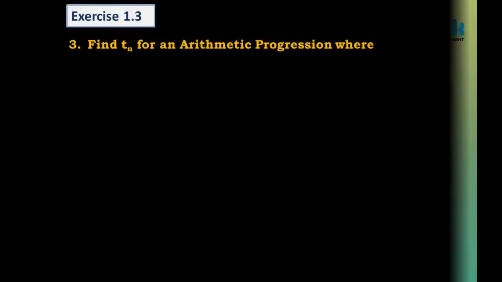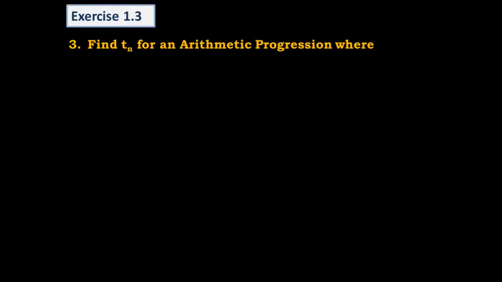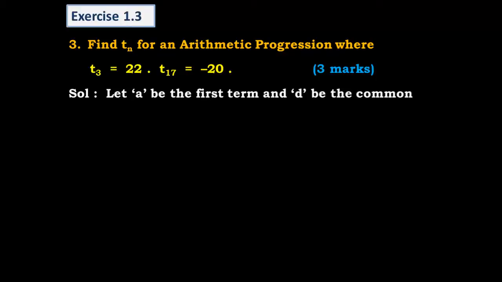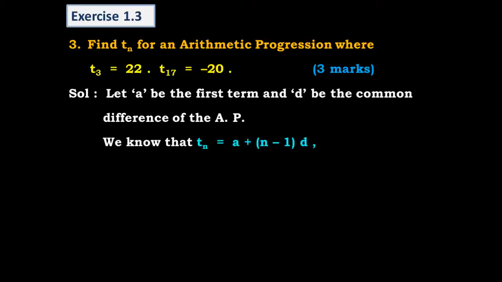Find the nth term Tn for an arithmetic progression where T3 is equal to 22 and T17 is equal to minus 20. We have T3 and T17. Let us consider A as the first term and D as the common difference of the AP. Now see student, we have the formula Tn is equal to A plus n minus 1 into D.